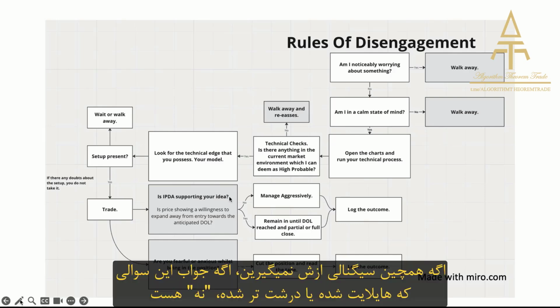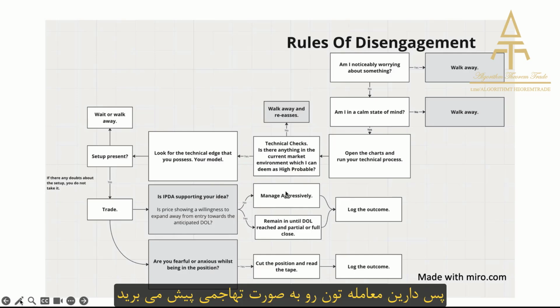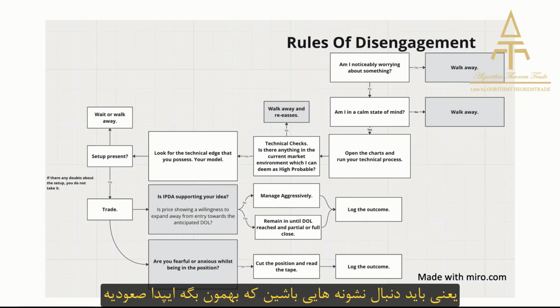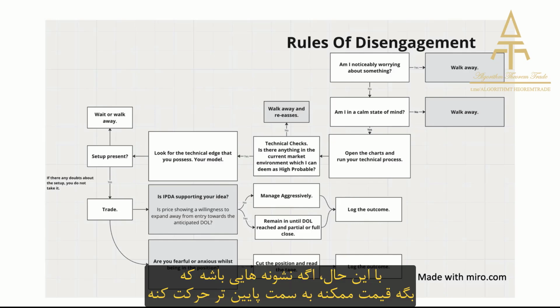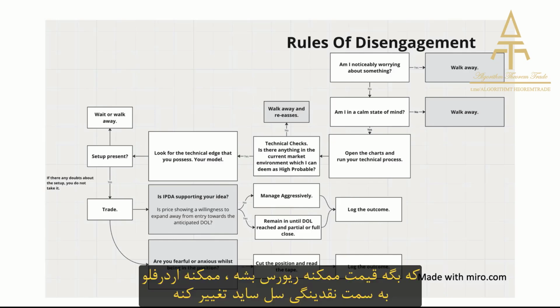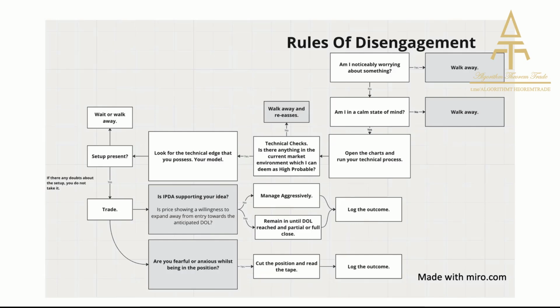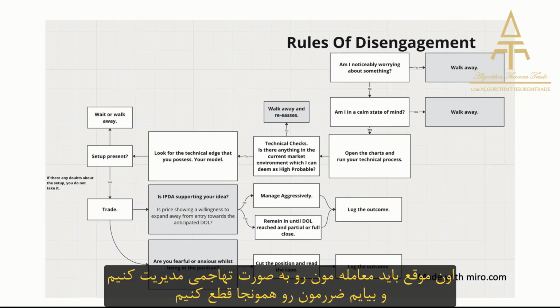If it isn't signaling that, if the answer to that question, which is highlighted or made bold, is no, then you manage your trade aggressively, meaning you look for signs that could constitute IBDA being bullish, for example, if we're anticipating higher prices. However, if there are signs present that signal that it might go lower, that it might reverse, that the order flow might change towards sell side liquidity, then we need to be managing our positions aggressively and cutting our losses tight and soon.